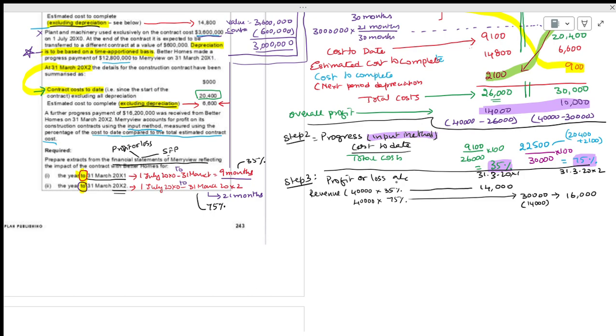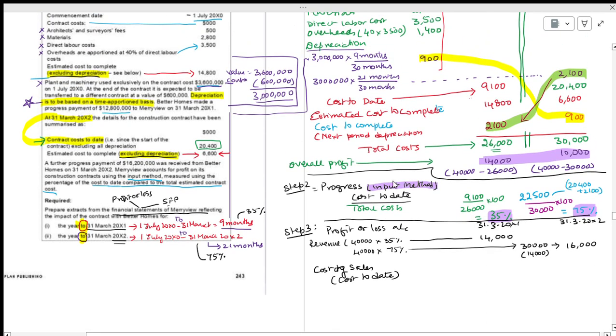Fine. Now cost of sales. How much is the cost of sales? I can put it as cost to date. How much is the cost to date we have calculated? 9,100. Okay? And how much is the cost to date we have calculated in the second case?